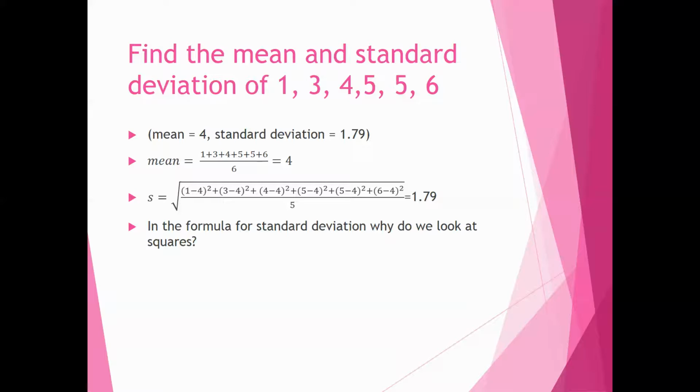Let's find the mean and standard deviation of these 6 numbers: 1, 3, 4, 5, 5, 6. We'll see that the mean is 4 and the standard deviation is 1.79.